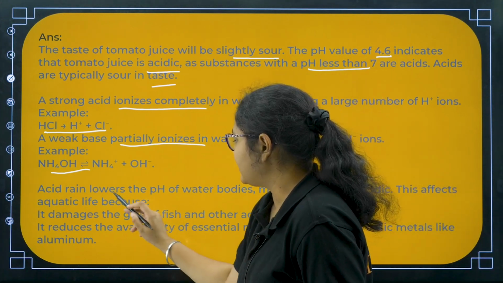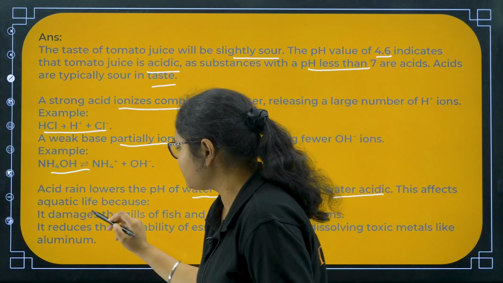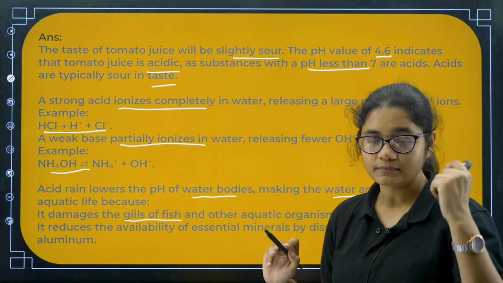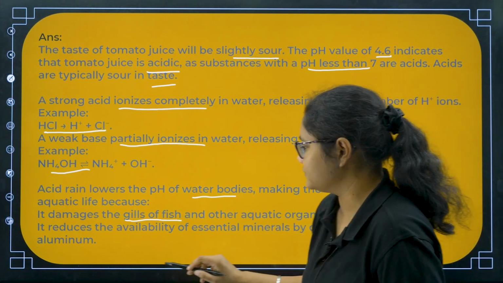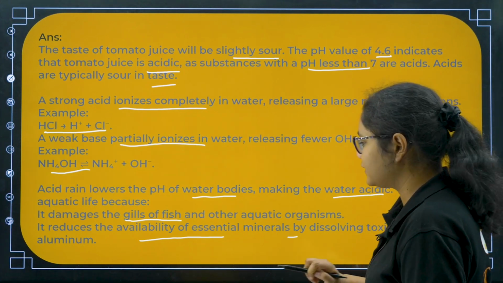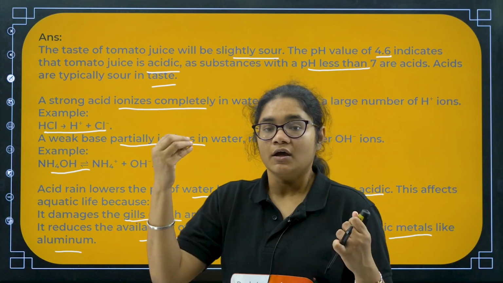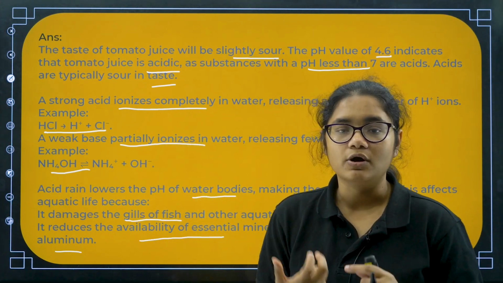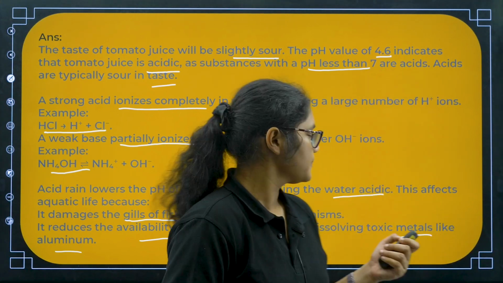Now coming to acid rain: it lowers the pH of the water bodies, making the water acidic. This affects the aquatic life because it damages the gills of the fish, the organ through which they breathe, right, and other aquatic organisms. It also reduces the availability of essential minerals by dissolving toxic metals like aluminium. Okay, so these acids in water also dissolve the toxic metal. So these fish or the aquatic organisms could not get those metals for themselves because they are already dissolved. Okay.